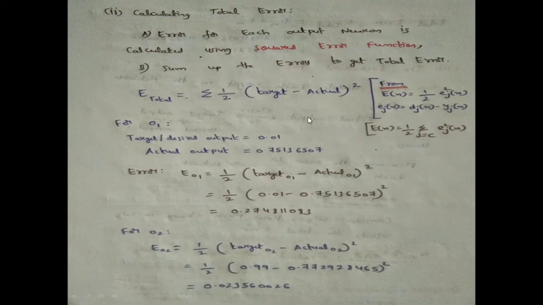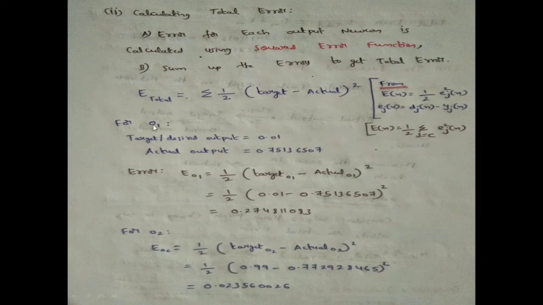If you remember, when we were discussing the derivation of the backpropagation algorithm, we used the formula E of n is equal to 1 by 2 into Ej of n squared, which is nothing but the squared error. Here Ej means nothing but the desired output minus the actual output, right? So for this reason the total error will be calculated like this. Okay. So let us now calculate the error for the output neuron 1.